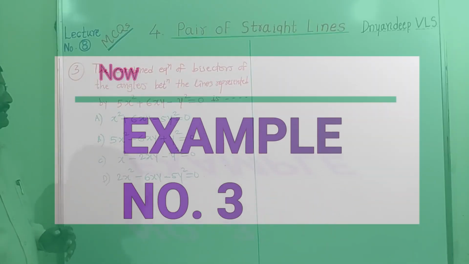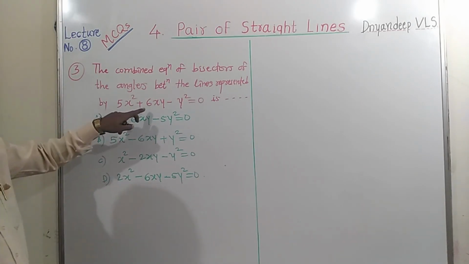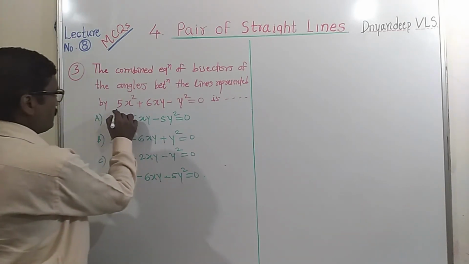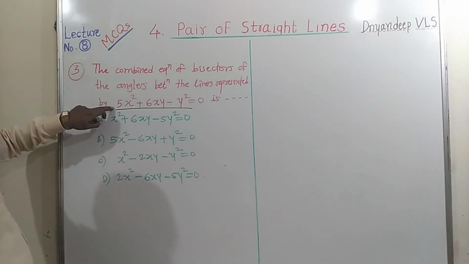Let us see example number 3. The combined equation of bisectors of the angles between the lines represented by this equation is, these are 4 options. In this example, we have to find the bisectors of this angle.